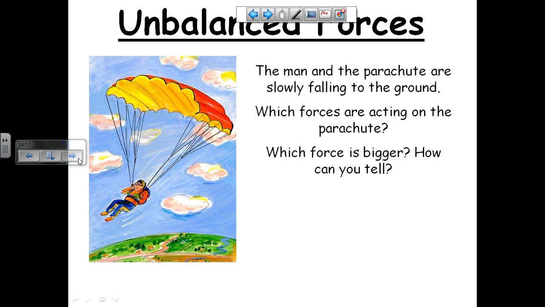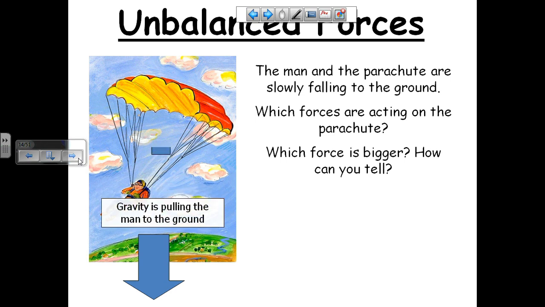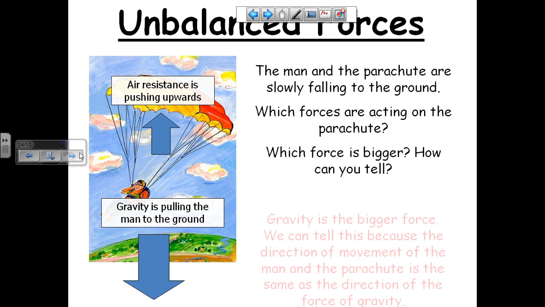Of course, we know that gravity is definitely one of the forces that's going to be acting on this object. We also have the force of air resistance, which is created by the parachute, which is pushing upwards. Okay, the air resistance is pushing upwards on the parachute. However, look at these two arrows. You can clearly see that gravity is the bigger force.